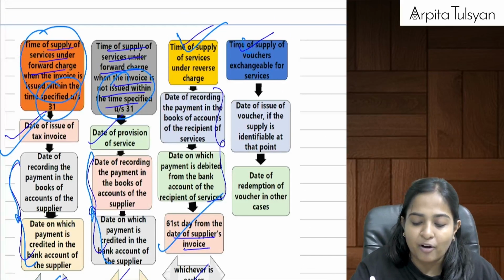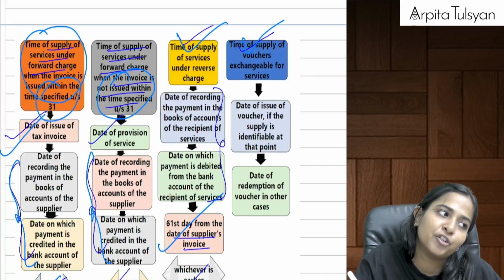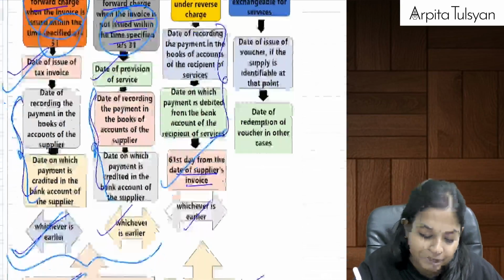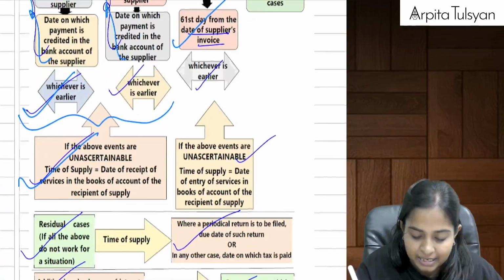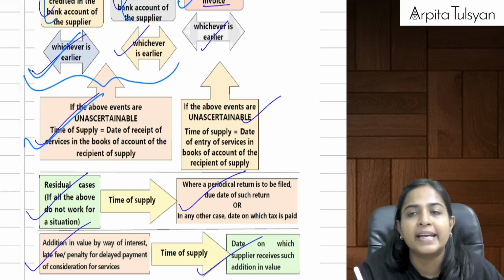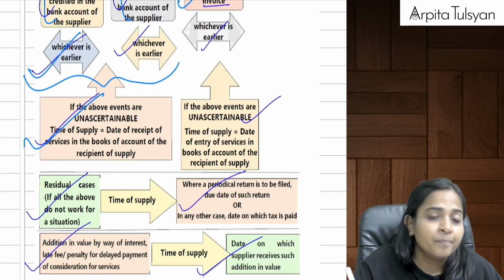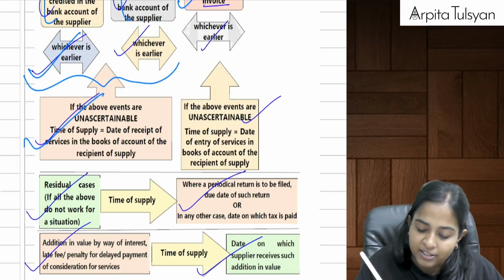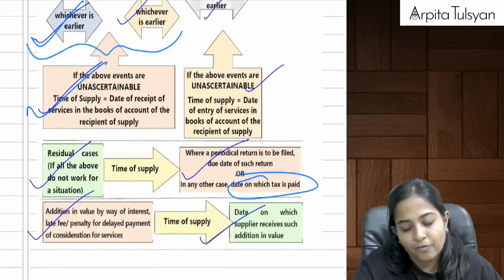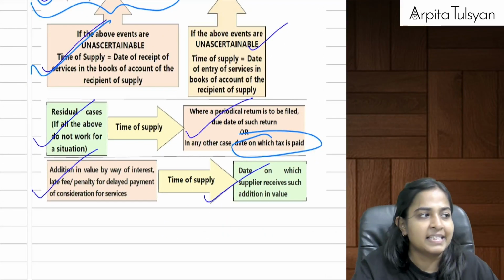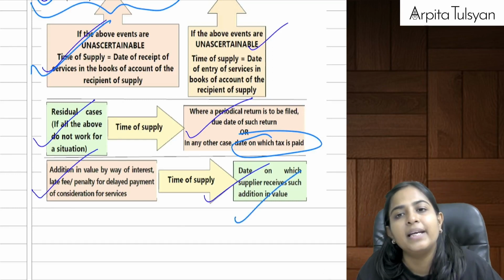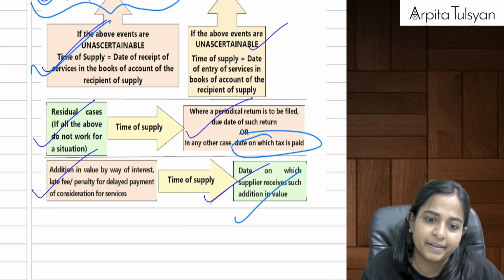Right? And the next one, vouchers, you already know: if identifiable, the date of issue of voucher. If not identifiable, then the date of redemption of voucher. That was the same. Then any other case, the residual case. What happened in the residual case? If the due date is known, then the due date of that periodical return. If that is also not known, then finally the date on which the tax has been paid. And the last one was interest, late fee, penalty that is received. What will happen in such cases? Time of supply will be the date when it has actually been received by the supplier.